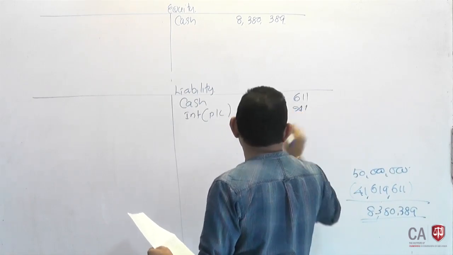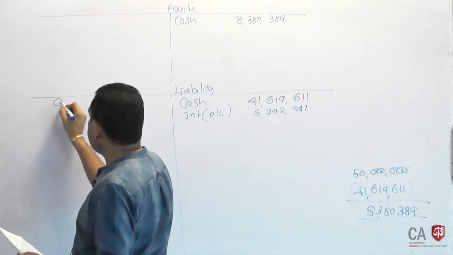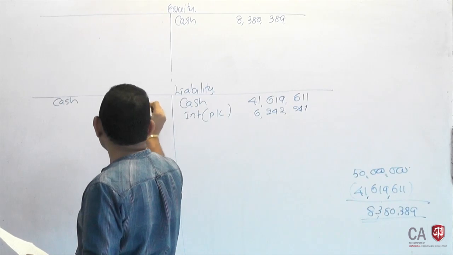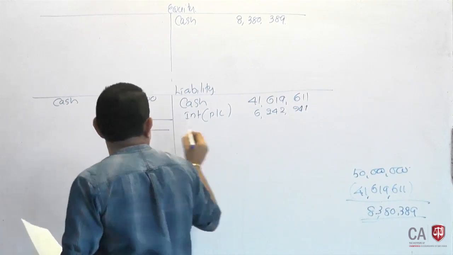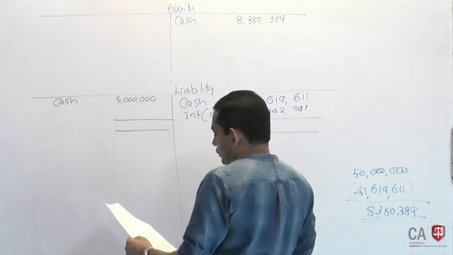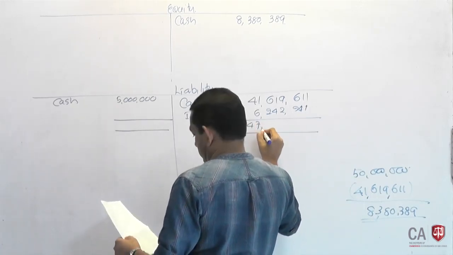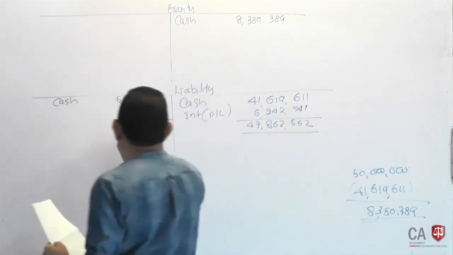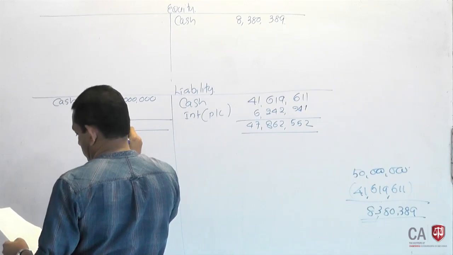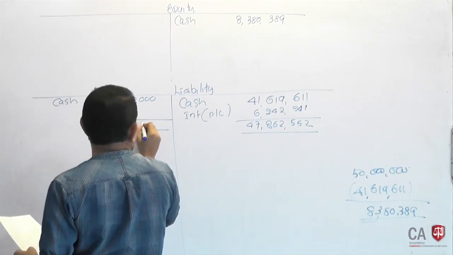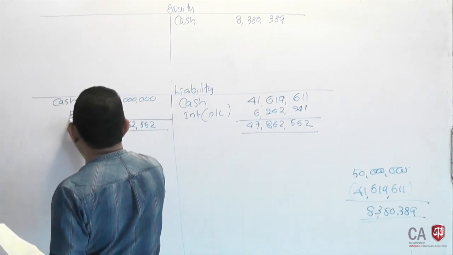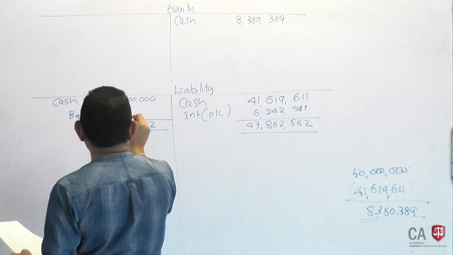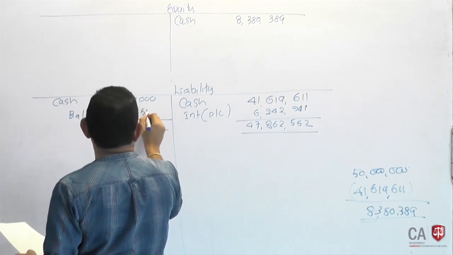6,242,941, and you need to pay interest. At the end of the first year, how much interest do you pay? 5 million. So, then the balance at the end of the first year is 42,862,552.